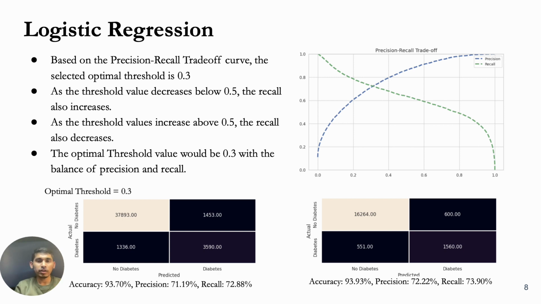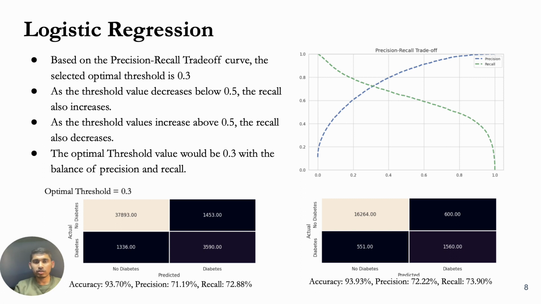Precision recall curve. The precision recall curve is a valuable tool for evaluating and fine-tuning the logistic regression model. It provides an overall view of performance by including precision and recall with different threshold values. So based on the precision recall trade-off curve, we can observe that as the threshold value decreases below 0.5, the recall also increases. When the threshold value increases above 0.5, the recall is decreasing. And also we can expect a high variation between precision and recall in these scenarios.